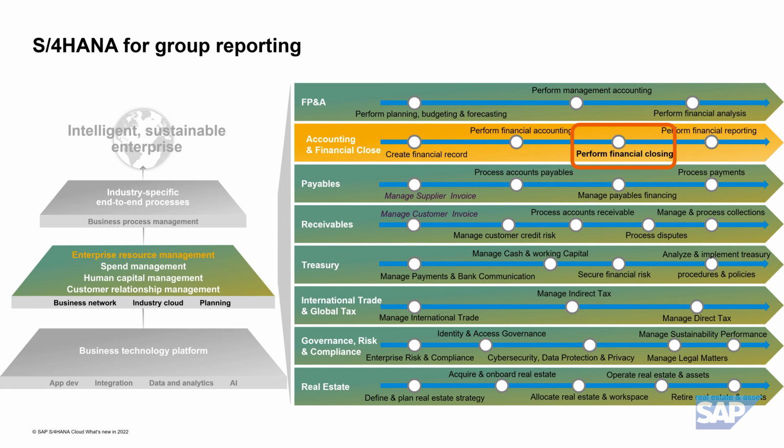S/4HANA for Group Reporting forms part of SAP's extensive finance portfolio, and the solution covers consolidation requirements within the perform financial closing step in accounting and financial close. You might have seen last year's video on the on-premise 2021 release, where I covered the key aspect of extensibility and investigated how customers could leverage functionalities such as the new customer selection attributes in the financial statement item master data to further expand the solution capabilities.